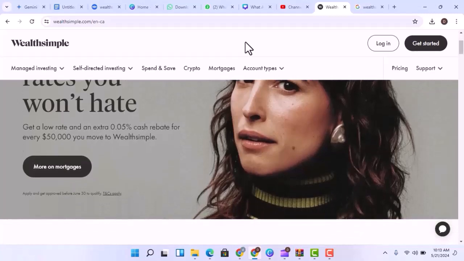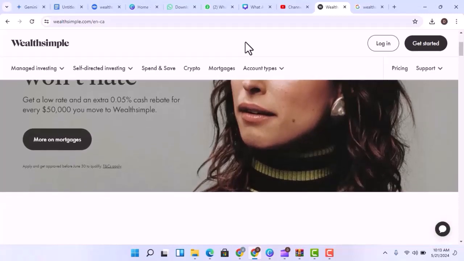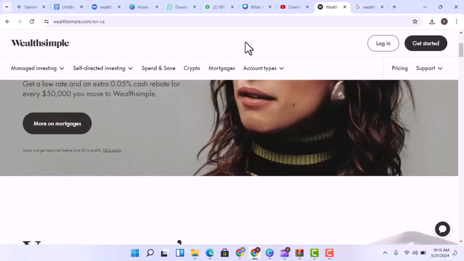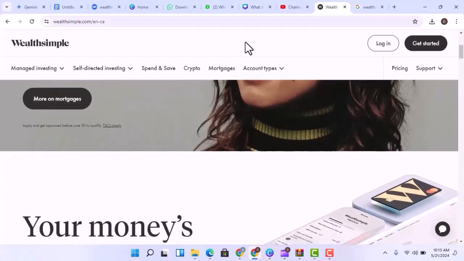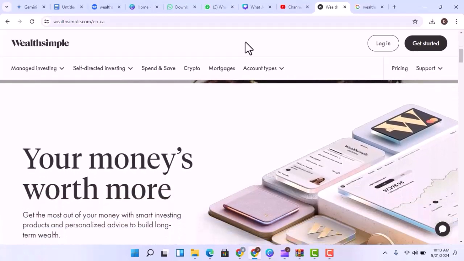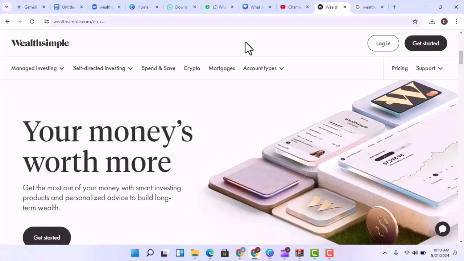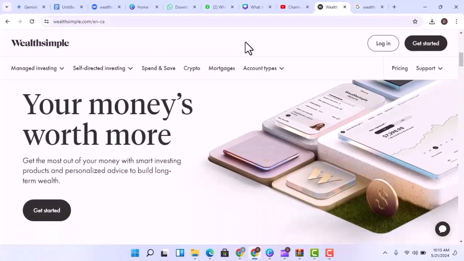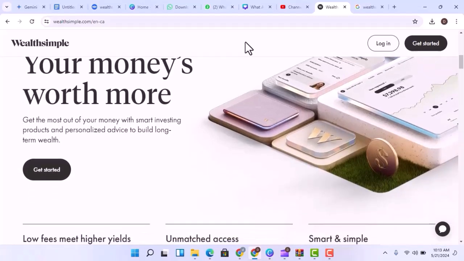The answer, like most things in finance, isn't a simple yes or no. But fear not, investing comrades. We're here to untangle the web of Wealthsimple's USD options and show you exactly how to store your greenbacks, or should we say greenbacks to be, for future investing endeavors.